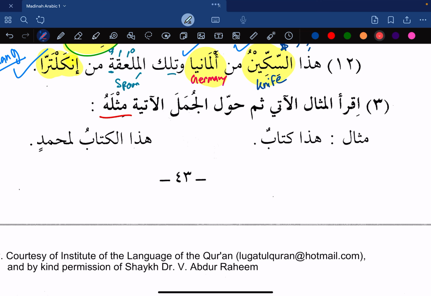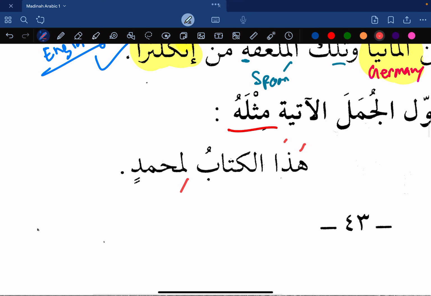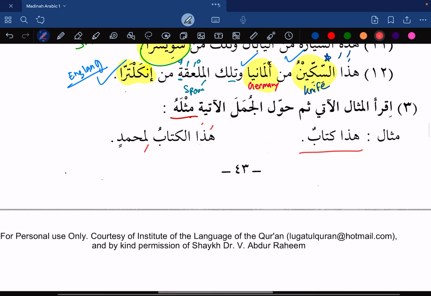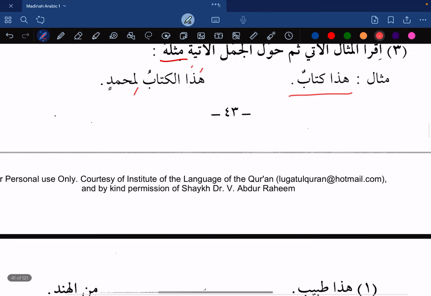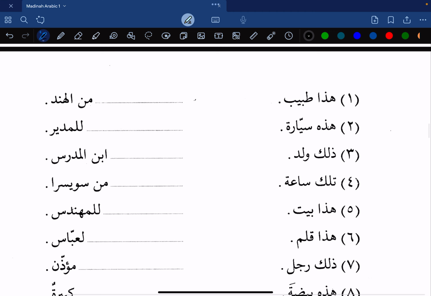Mislun means an example, which is delightful. هذا كتاب. This is a book, which is very good. And then we convert this to هذا الكتاب لحامد. So if you notice, we're making sentences for people. I mean, we're saying that this belongs to someone, that belongs to someone, which is great. Let's look at these examples here. They did not give the harakats, which is terrible. That means I have to suffer here.